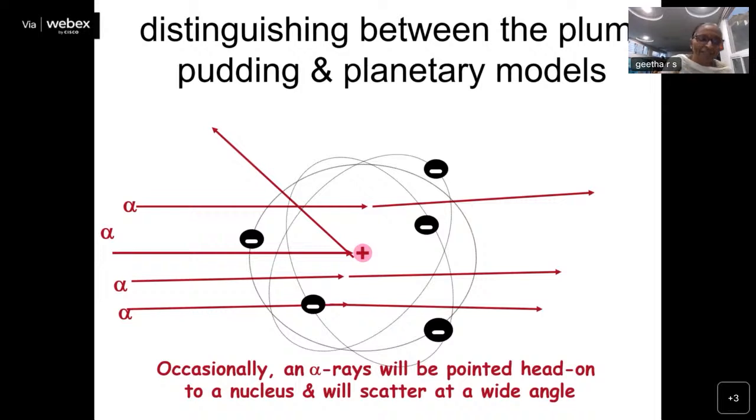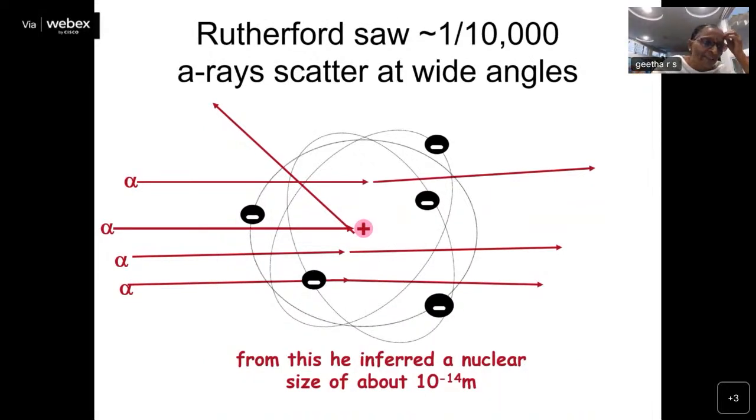Only occasionally was the alpha particle scattered through a large angle. Therefore, the planetary model somewhat looked possible. But there the analogy ends, because in a planetary model, the attraction is because of the gravitational force. But here, that kind of force is not there. Even if it is there, gravitational force is extremely small. So we saw that 1 out of 10,000 only alpha rays scatter at wide angles.